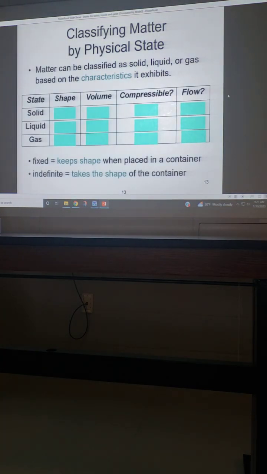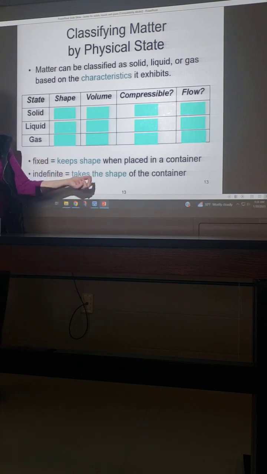All right, let's check to see how you guys are understanding this, make sure we're good. It says matter can be classified as solid, liquid, or gas. Again, we're going to ignore plasma beyond what we just talked about. Fixed means it keeps its shape. If it says indefinite, it means it's not fixed, that it takes the shape of the container.